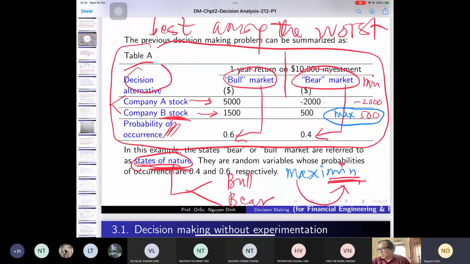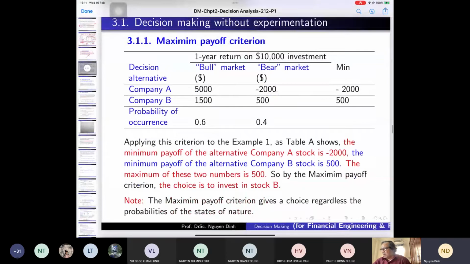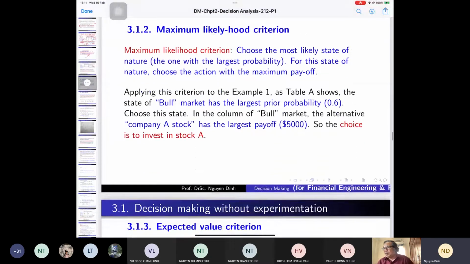And what is the next way? Maximin payout. Okay, then like here, the min is here, this, and the max is here. I explain things, so here is the maximum. You understand? Maximum likelihood criterion. Maximum likelihood. You look at the maximum likelihood, this.